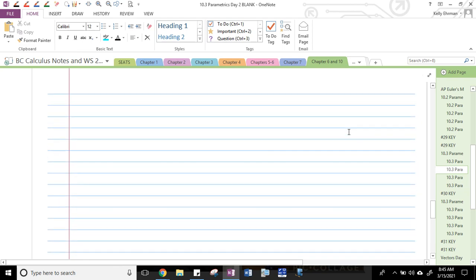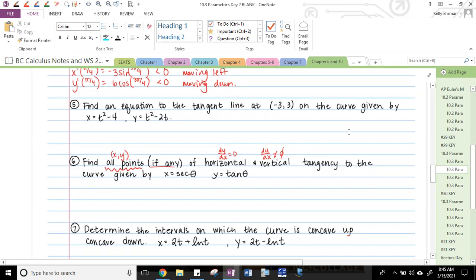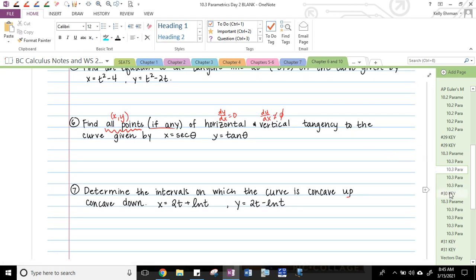All right, and then we do have, oh no, there's not an AP problem. So yeah, you're finishing this for homework, and then we also have number 30 for homework as well.